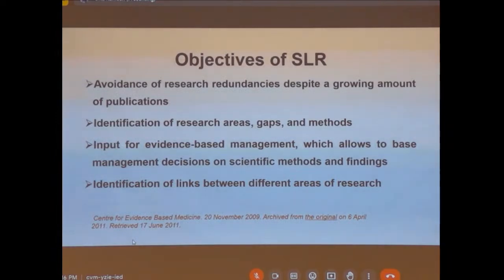What are the objectives of systematic literature review? The objectives are avoidance of research redundancies despite a growing amount of application. You can identify the research areas, gaps, and methods. It is an input for evidence-based management, which allows to base management decisions on scientific methods and findings. And lastly, it helps us in identification of links between different areas of research.